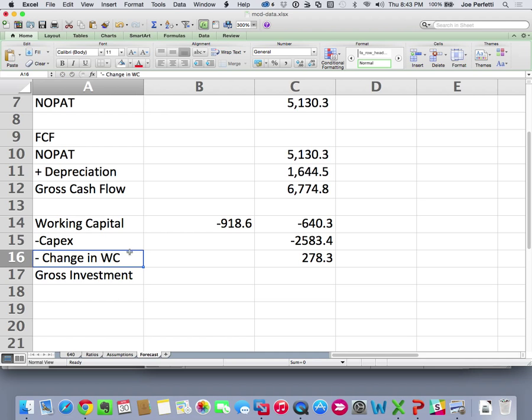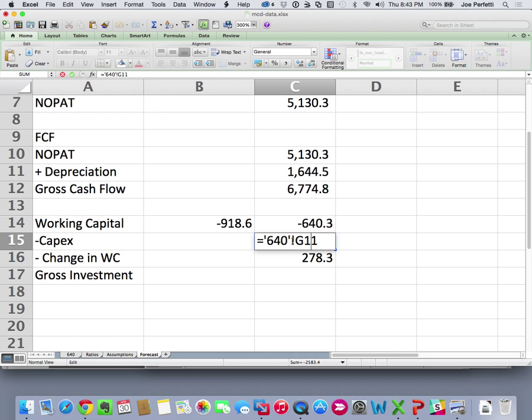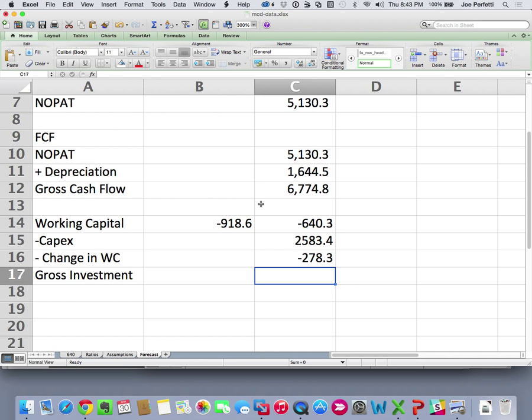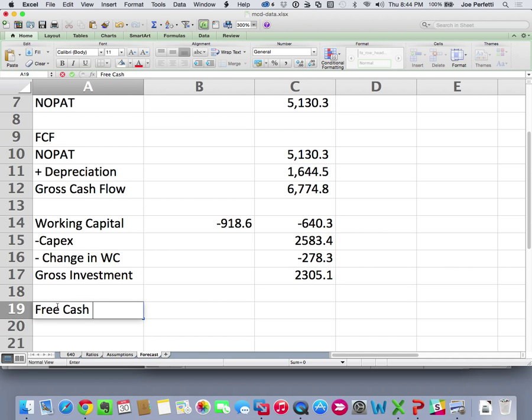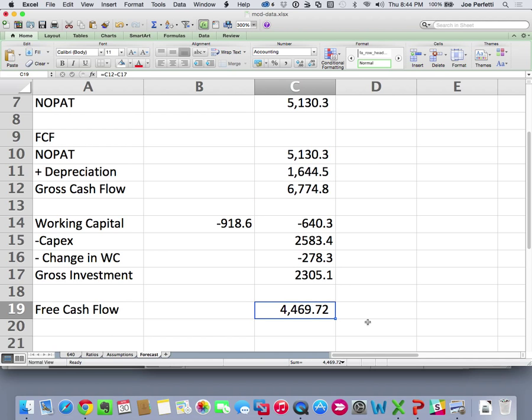See, I want to flip the signs. So I'm going to make this a negative. So you want to think CapEx is a positive. And then I'm going to take this here so that my gross investment is the sum of these two. So that's how much gross investment, and that gets me my free cash flow, which is the gross cash flow minus the gross investment. Okay, so I'm just trying to flip signs to try and keep it consistent.